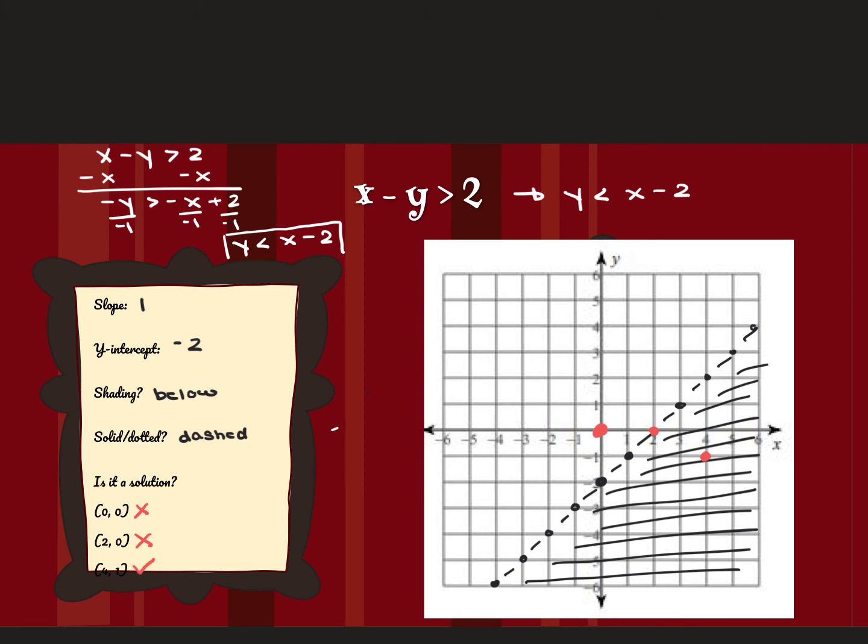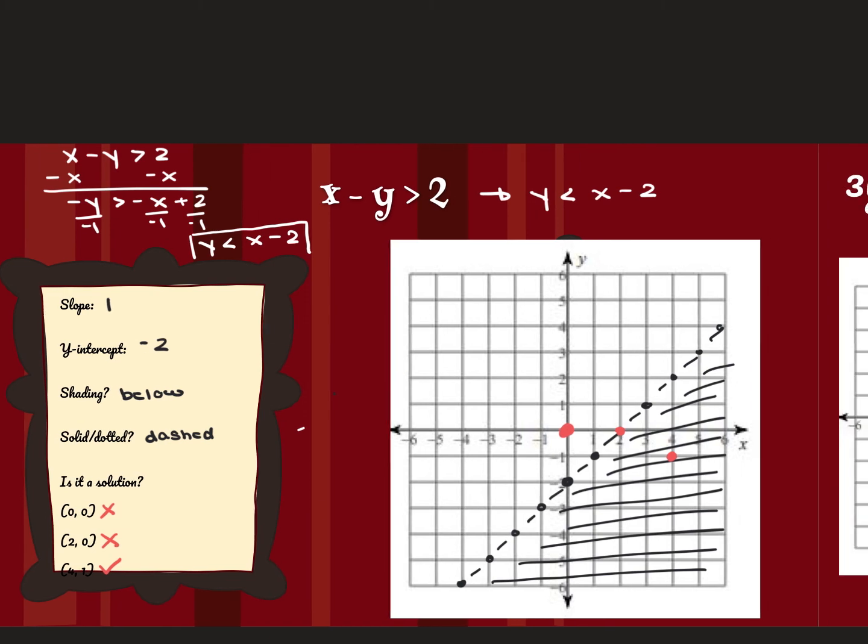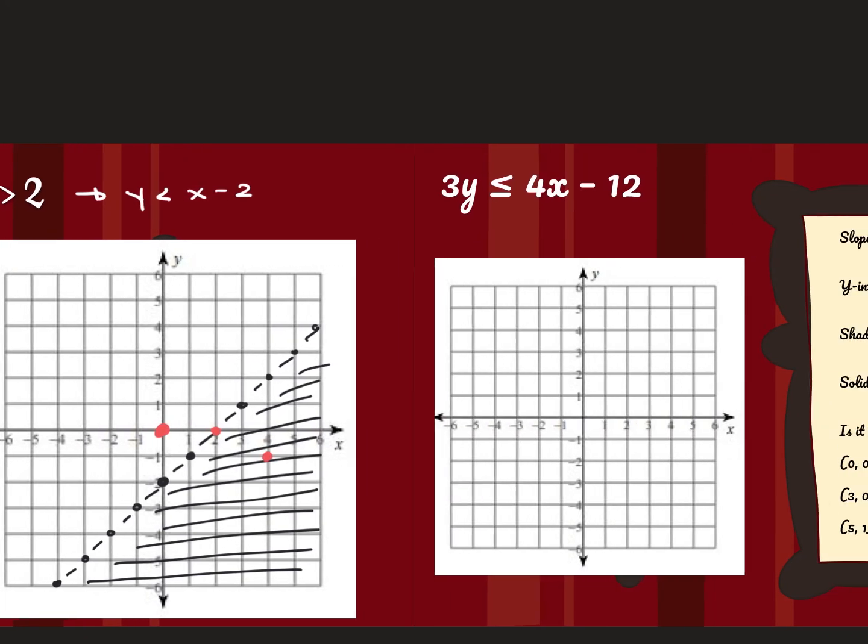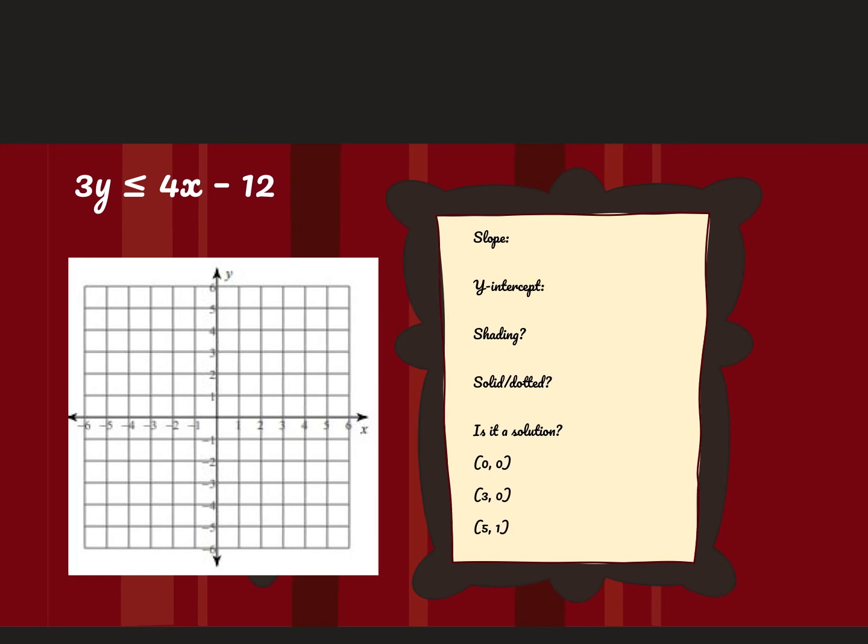All right, so what I want you to do now, there are 2 more examples. I want you to pause the video and try these on your own. All right, let's take a look at it. Again, we have to do just a little bit of work because it is not in slope-intercept form.